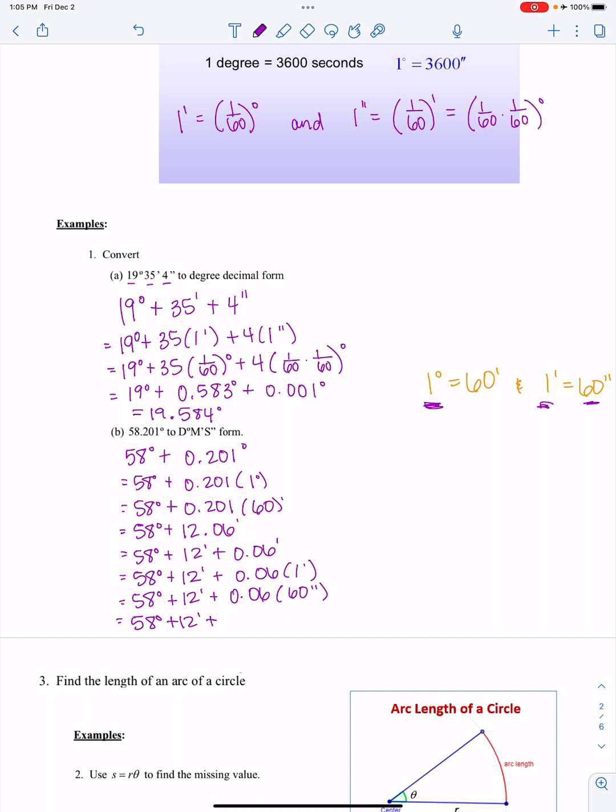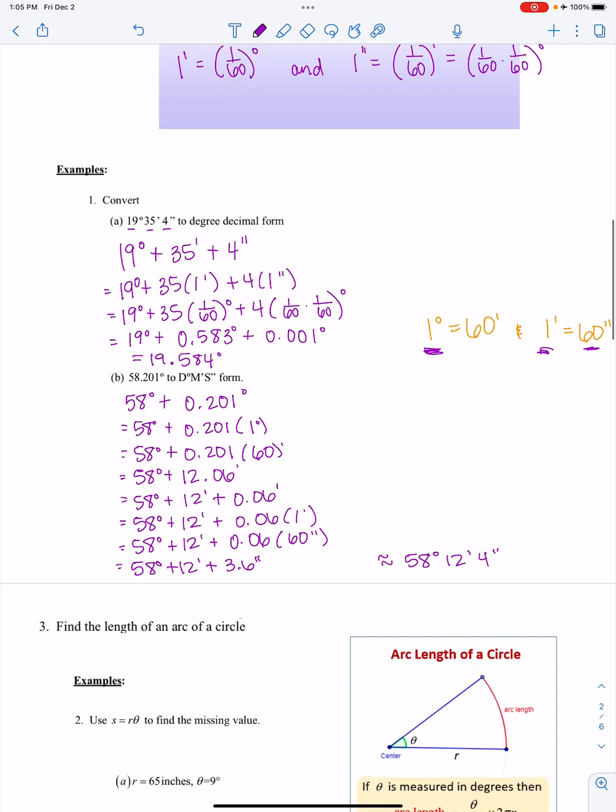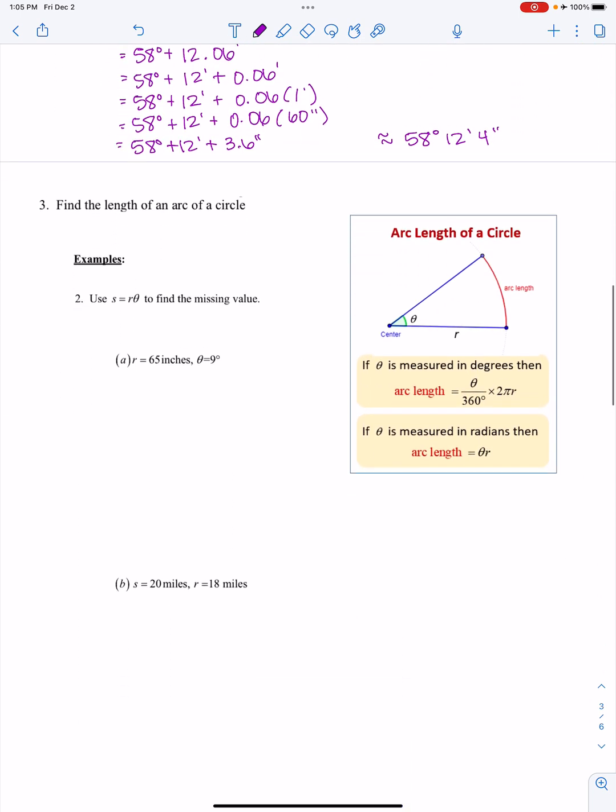0.06 times 60 is 3.6 seconds. This gives us about 58 degrees, 12 minutes, and 4 seconds. We'll just round it up. And so we have successfully gone from degrees, minutes, and seconds into degree form and back again. Back from degrees into degrees, minutes, and seconds. Okay.